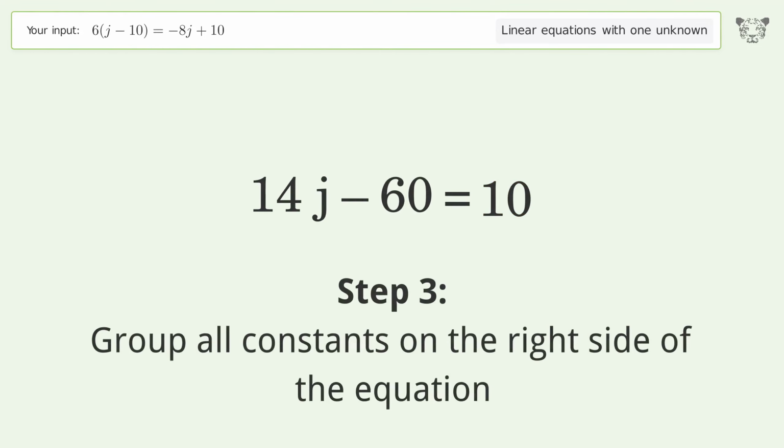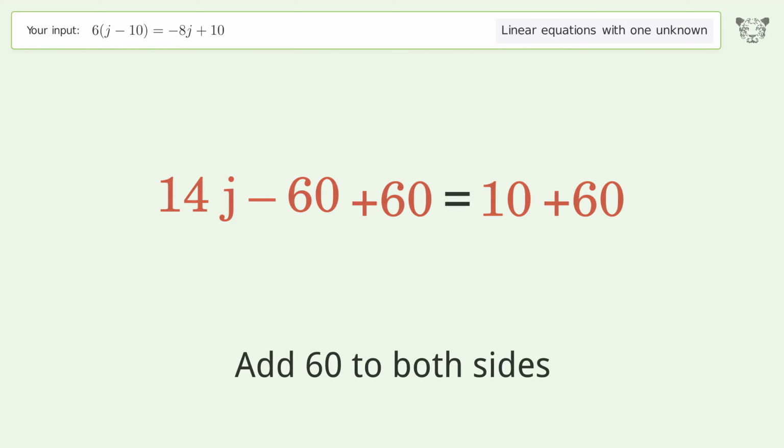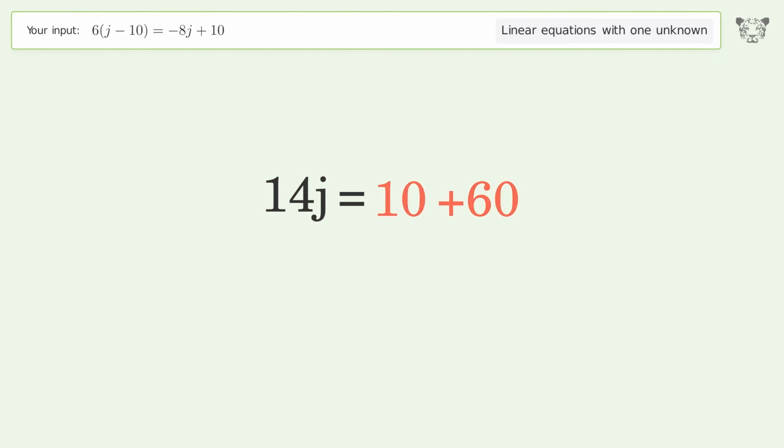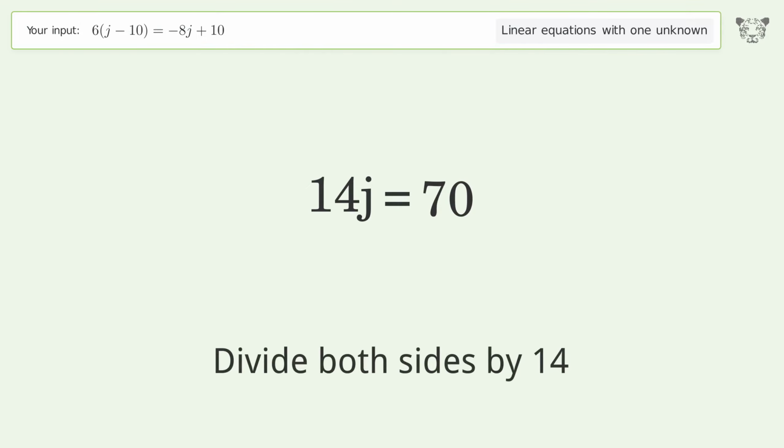Group all constants on the right side of the equation. Add 60 to both sides. Simplify the arithmetic. Isolate the j. Divide both sides by 14.